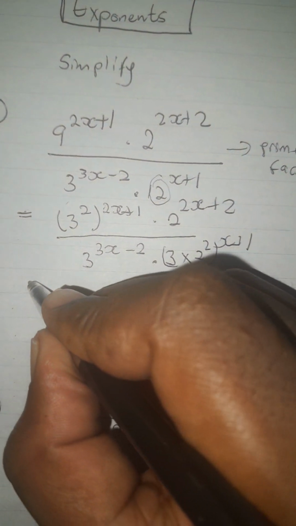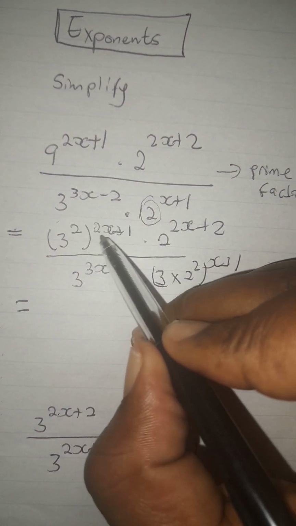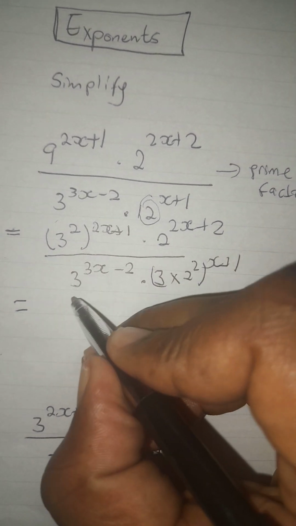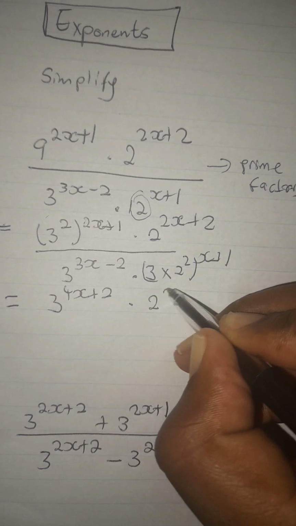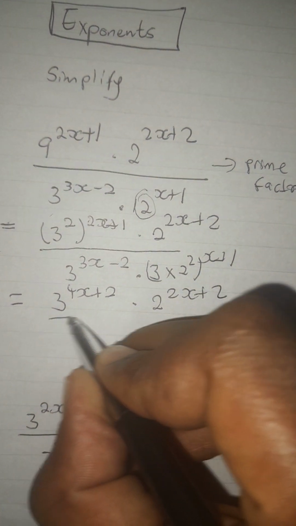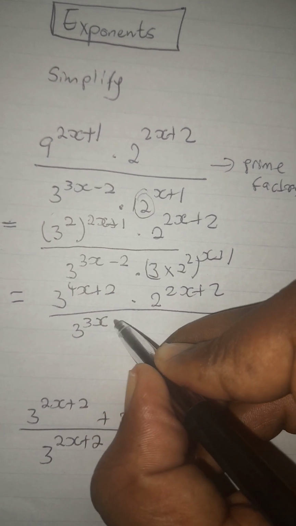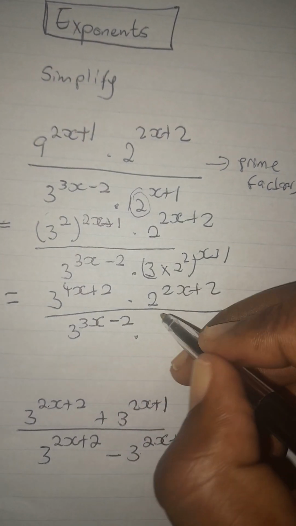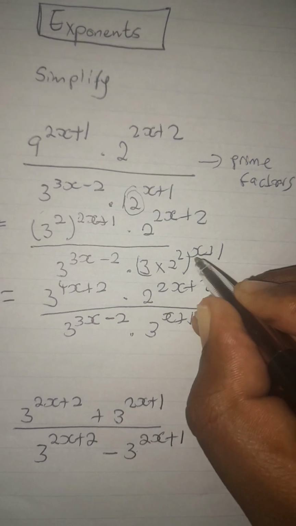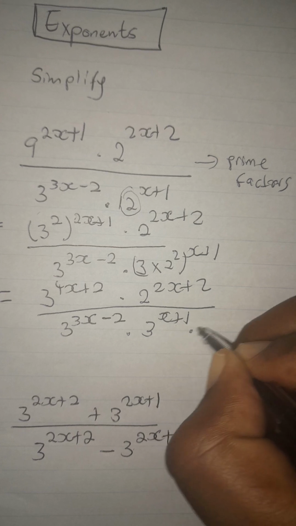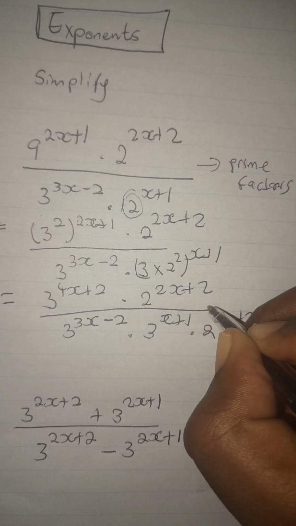Second step, it's applying the laws of exponents, right? So this exponent will multiply the power. So we are going to have 4x plus 2, as well as 2 to the power of 2x plus 2, right? Let's work out the denominator. 3 to the power of 3x minus 2. Let's work out this bracket. Everything will be powered by x plus 1 there. So it will be 3 to the power of x plus 1. 2 times x will be 2 to the power of 2x, and 2 multiplied by 1 will be 2, so plus 2.